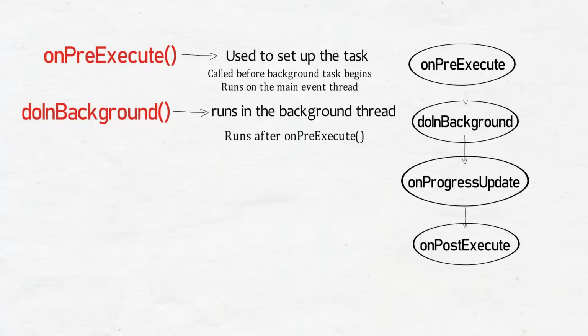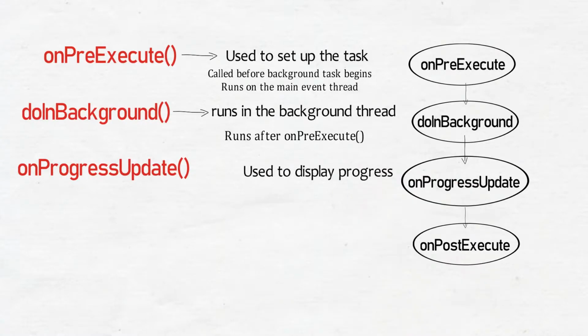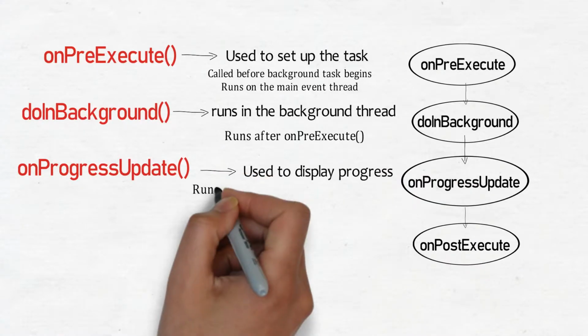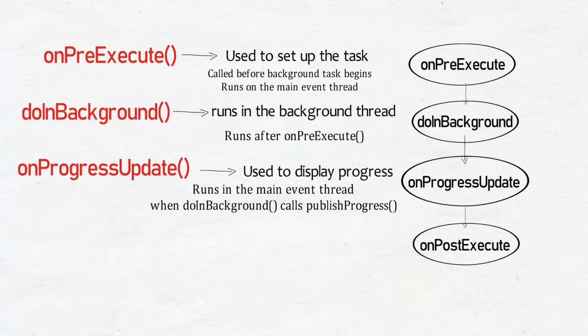Third, onProgressUpdate is used to display progress. It runs in the main event thread when the doInBackground method calls publishProgress.